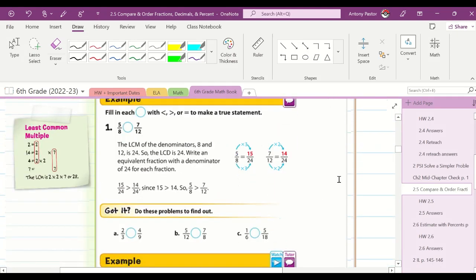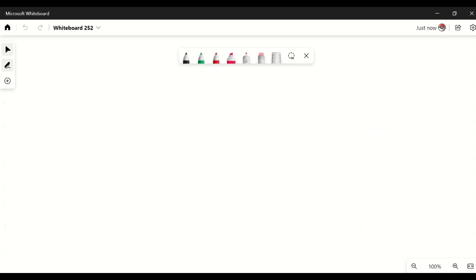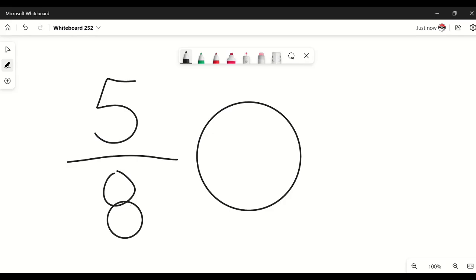So, example number 1. We are comparing 5/8 to 7/12. This, again, as we talked about in class, is called an inequality, where we are going to either put in greater than, less than, or equal to make the statement true. We are going to be comparing 5/8 to 7/12. The book is asking us to tell them which one is bigger or if they are the same. I cannot do this with the denominators being like this. Therefore, we're going to change the denominators.